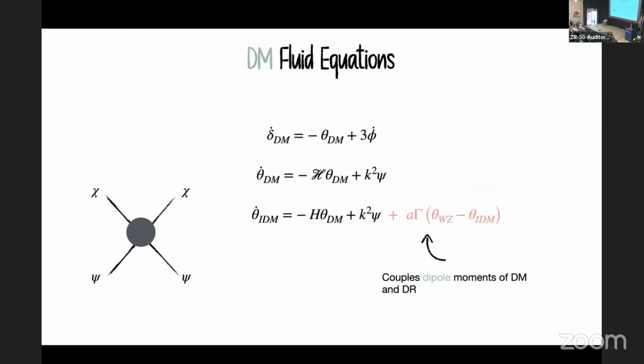And so just to be a little more concrete, what this looks like in the fluid equations is we have our standard dark matter fluid equations plus some extra term, which couples the dipole moments of the dark matter and the dark radiation. And the relevant parameter here is this gamma, which tells you the momentum transfer rate between the dark matter and the dark radiation. And this depends on the particular model you want to write down for the dark matter, dark radiation interaction. So I'll talk about a few models just to give an idea of what this could look like.